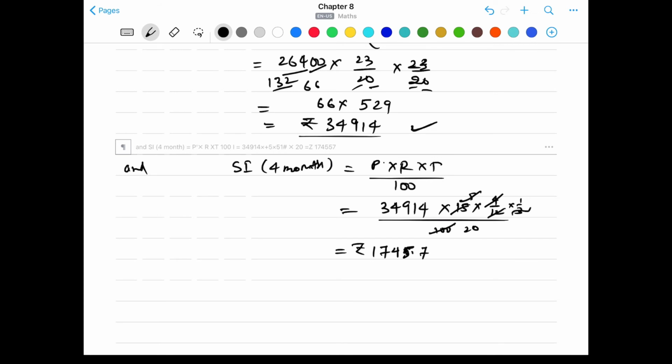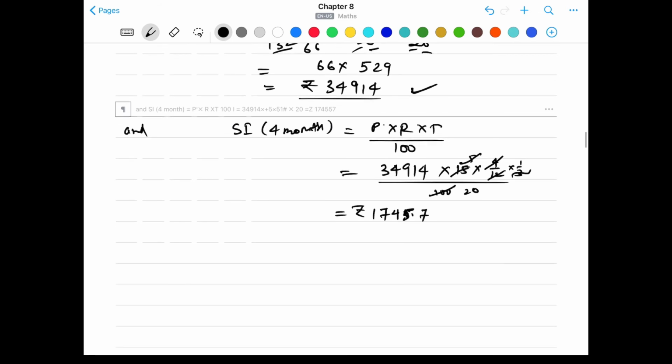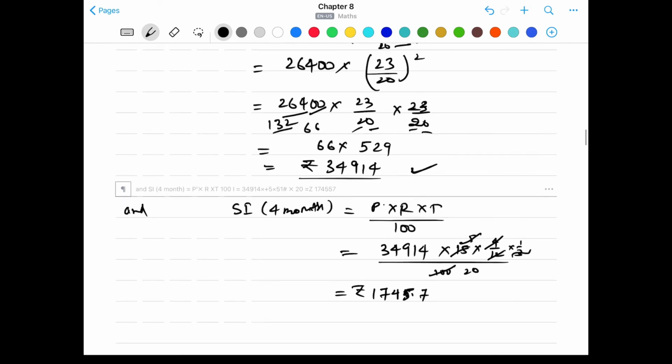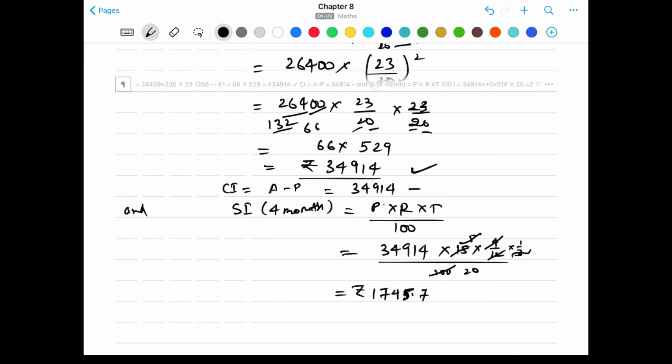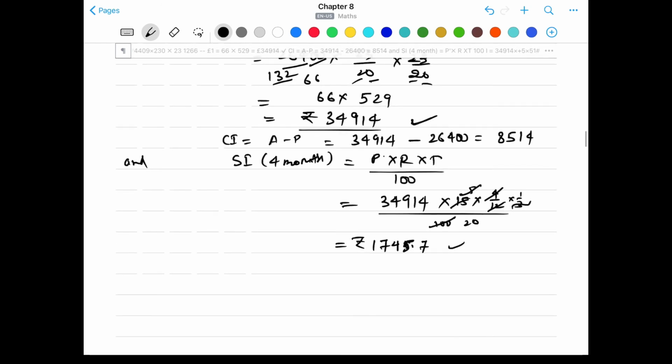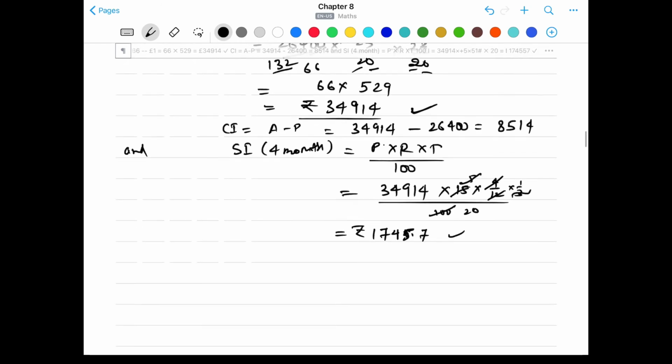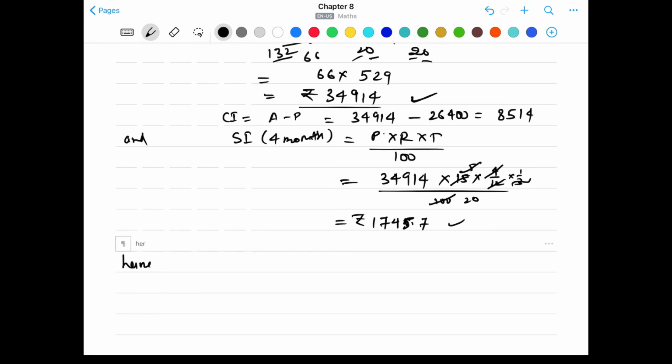Now we'll write the total CI and the amount. From here the CI will be A minus P. In this case the amount is 34,914 and P here was 26,400. When you subtract the two, you will get the CI after 2 years as 8,514 rupees. And CI after 4 months is 1745.7 rupees.